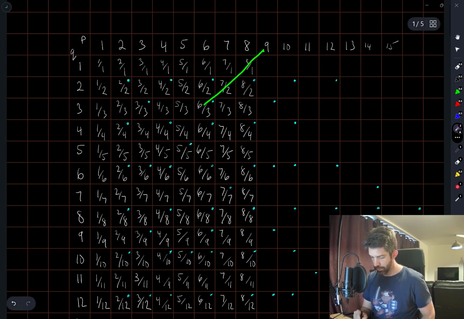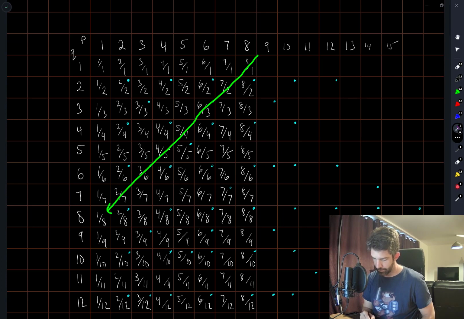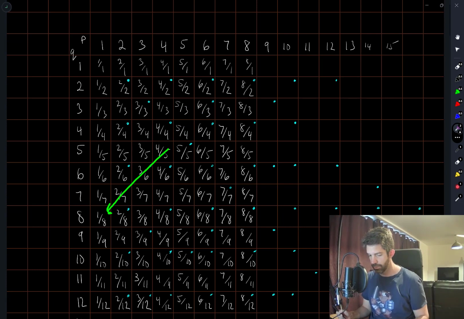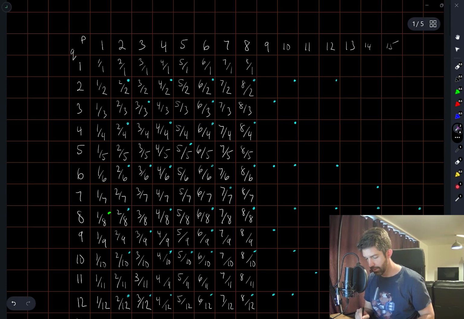Because the list is created by going down diagonals in this direction. If a fraction cannot be reduced, then it has not appeared yet, right? It's not possible for a fraction to have appeared before if it can't be reduced. And if it is reduced, then the equivalent thing it reduces to has to be in that direction. So it has appeared before.